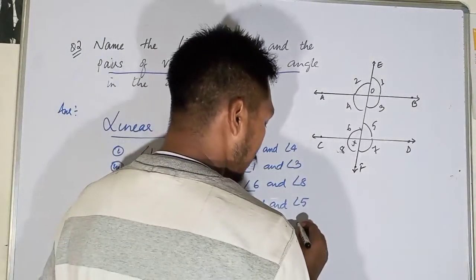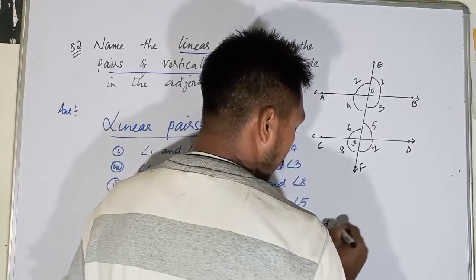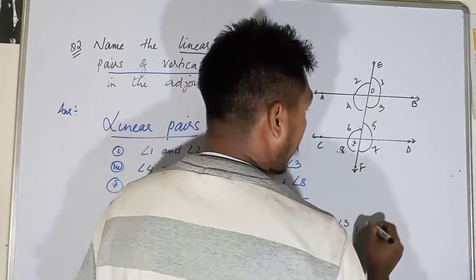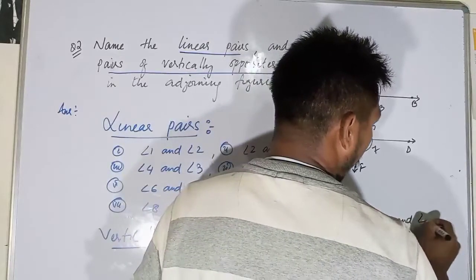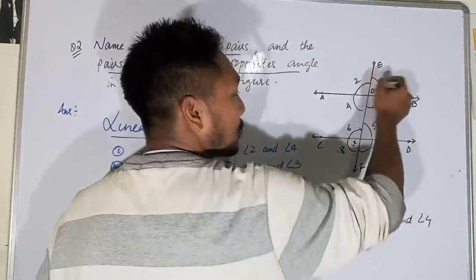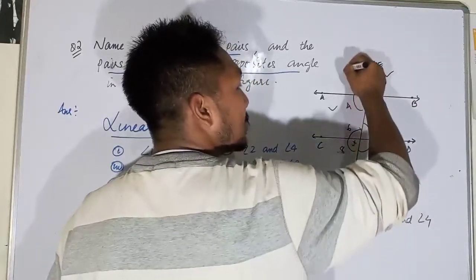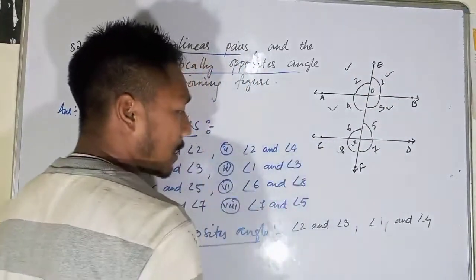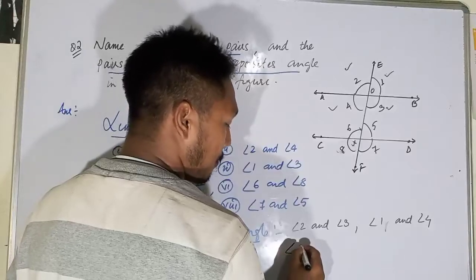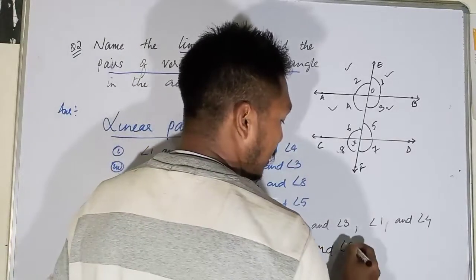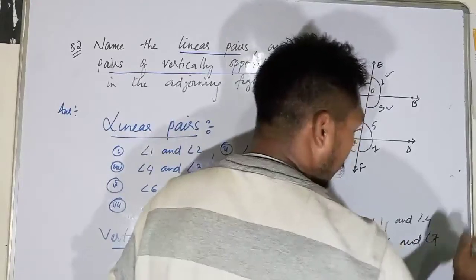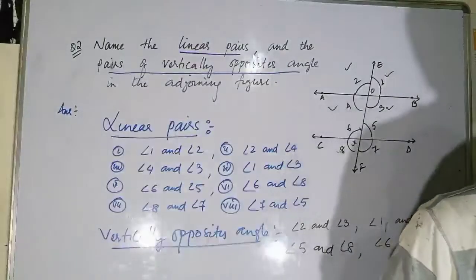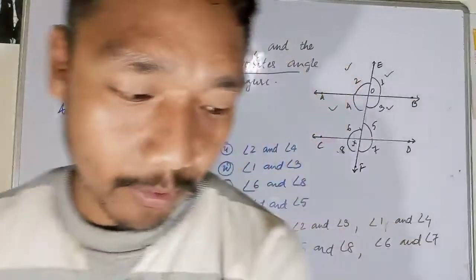So I can say angle 2 and angle 3. Again, angle 1 and angle 4. You can see they are vertically opposite. They are intersecting: these angles and these angles, these angles and these angles, right? Similarly, angle 5 and angle 8, and angle 6 and angle 7. So these are the vertically opposite angles.